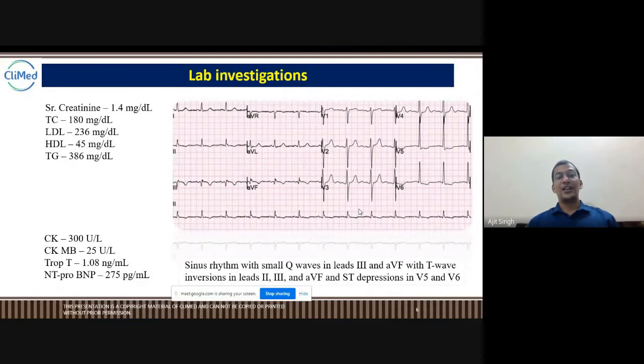per ml. A normal range of troponin T is less than 0.4 nanogram per ml. Okay, less than 0.4 nanogram per ml. And here you can see NT-proBNP. This is the biomarker for heart failure, N-terminal pro-brain natriuretic peptide. So the normal range is less than 150, but here it is 275 pg per ml.